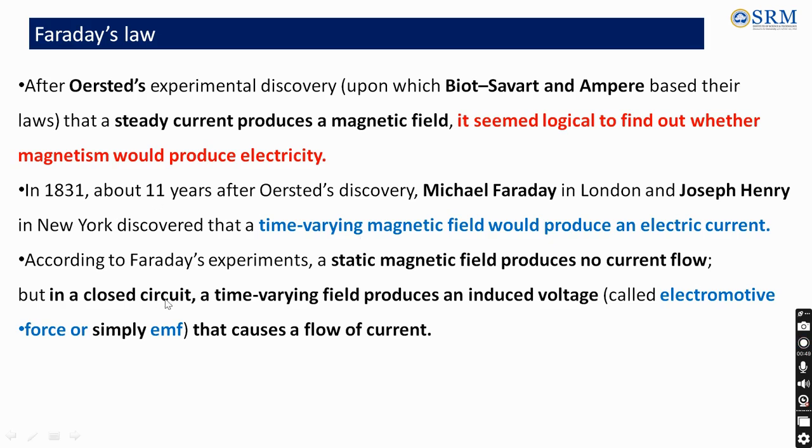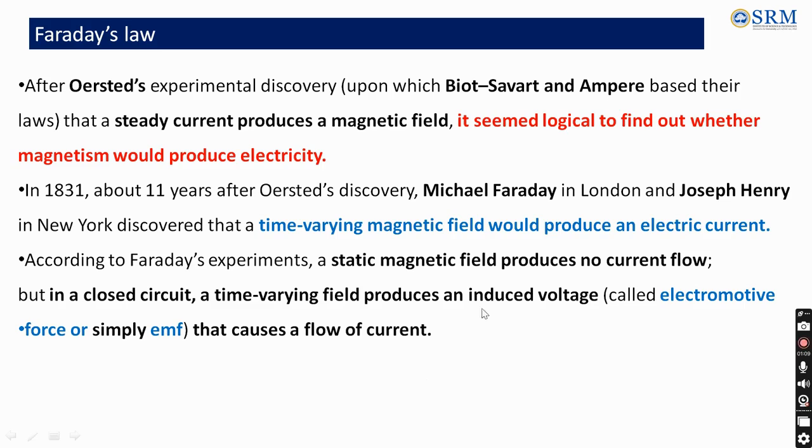But in a closed circuit, a time varying magnetic field produces an induced voltage called electromotive force, or EMF, that is going to cause the flow of current. Okay. Static magnetic field, no current. But in a closed circuit, a time varying magnetic field produces induced voltage that will result in a flow of current.